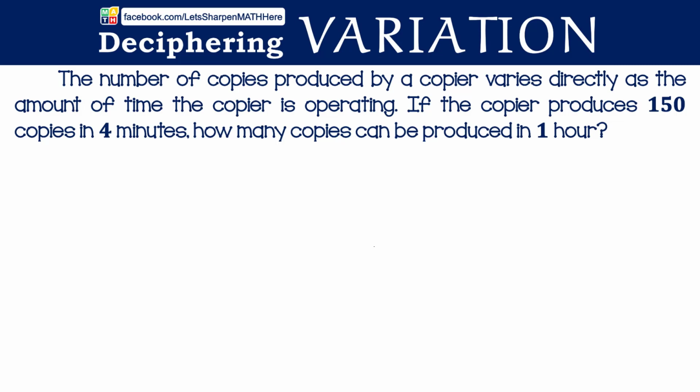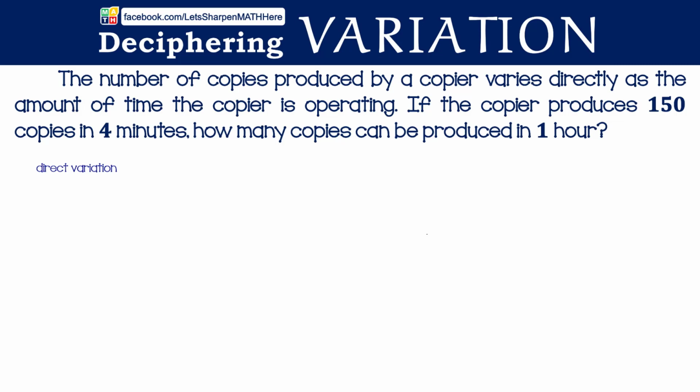This example is clearly an example of a direct variation because of the statement "varies directly" in the first part of the problem. Before we solve this, we need to properly identify the representation of the independent and dependent variable, which could later on be translated to x and y respectively.